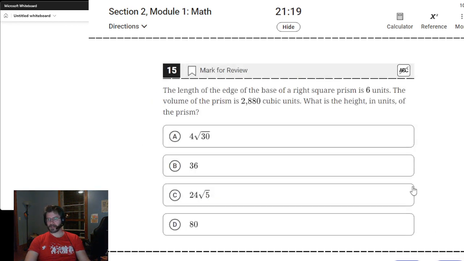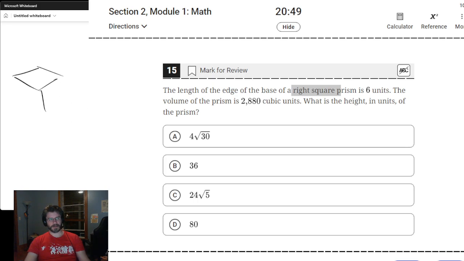Pretty simple. Length of the edge of the base of the square prism. First geometry question here. The volume of the prism is given. Don't get thrown off by prism. That just means 3-dimensional shape. They want the height of the prism, so it's a square. So a right square prism is 6 on the bases. So if you wanted to draw that, you would draw kind of a square shape.